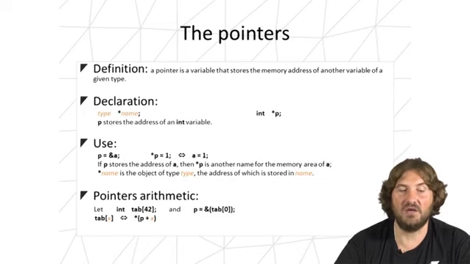So we have an arithmetic system. Let's take an array, tab square brackets 42. So p, an object of type pointer, stores the address of tab's first element. If we write star open brackets p plus x close brackets, we access the value located at the position x of our array. Same as if we wrote tab square brackets x.